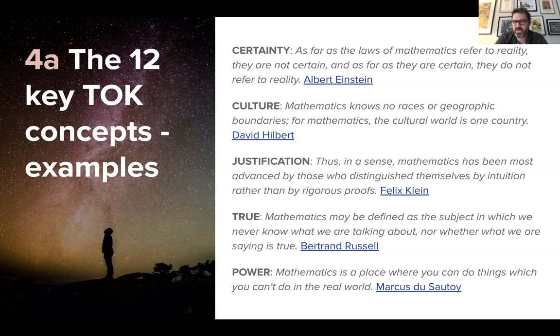Marcus du Sautoy: mathematics is a place where you can do things which you can't do in the real world. I think this relates to power, and it would be a really interesting quote to explore with your students, so it's a good one to finish off. Those are a few little examples of how the 12 key concepts work really nicely in mathematics, and you can use them as a basis for discussions and infuse them into your scheme of work in mathematics.